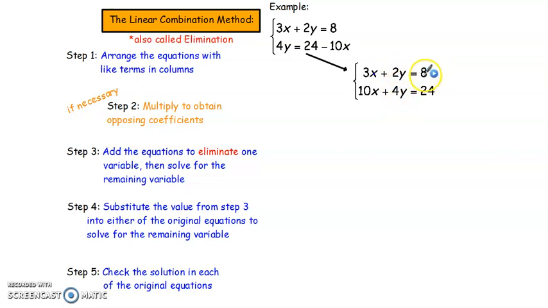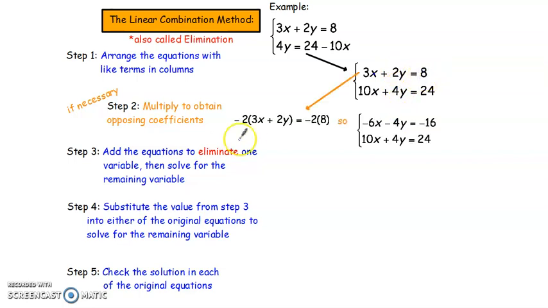So now let's show that equation. Let's make that top equation multiplied by negative 2, because as long as we do both sides, we're using that property of equality. I'm going to distribute negative 2 into both parts, and negative 6x minus 4y is equal to negative 16 on the right side. Then we keep our second equation as is, and now we add those two equations together.